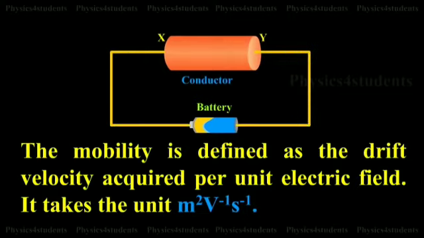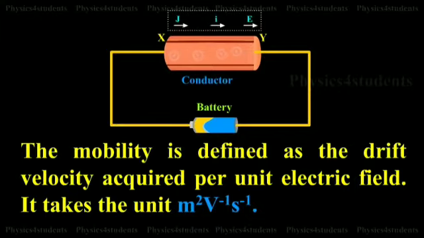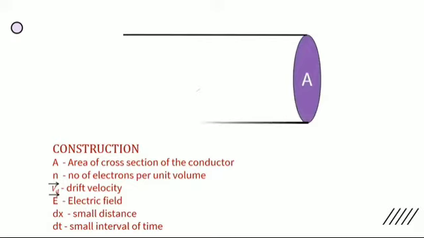The mobility is defined as the drift velocity per unit electric field. Its unit is m² V⁻¹ s⁻¹.